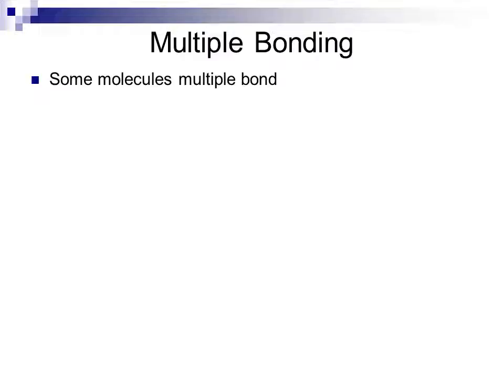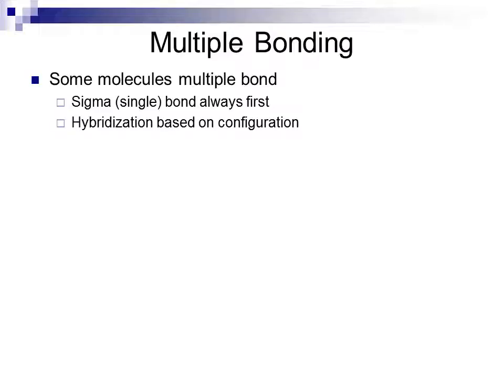Some molecules will make multiple bonds. Some will make double bonds, some will make triple bonds. A sigma bond always comes first. The sigma is a single bond. Hybridization is based on configuration.